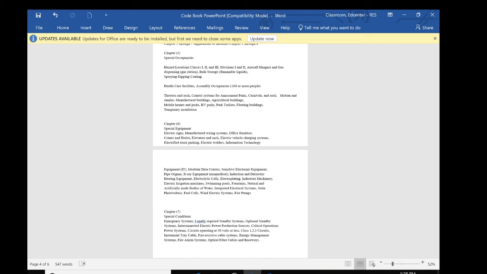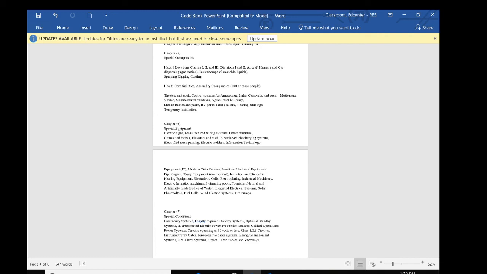Chapter 6, special equipment. Not a whole lot of stuff on here really applies to us. Electric signs, not really. Manufacturing system, office furniture, cranes and hoists, elevators and such. Elevators, if you're doing multifamily, you're going to deal with elevators. Some houses have elevators, so it's got its own little section. Vehicle charging systems, electrical vehicle, those are becoming more and more popular. If you're not dealing with them now, you will be, because everybody sells an electric car. Some of them even sell an electric truck. And so that type of information.